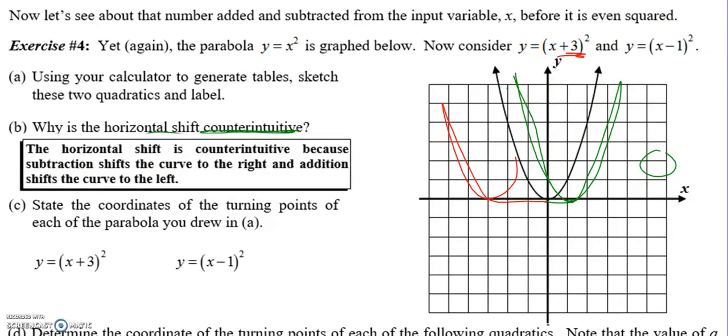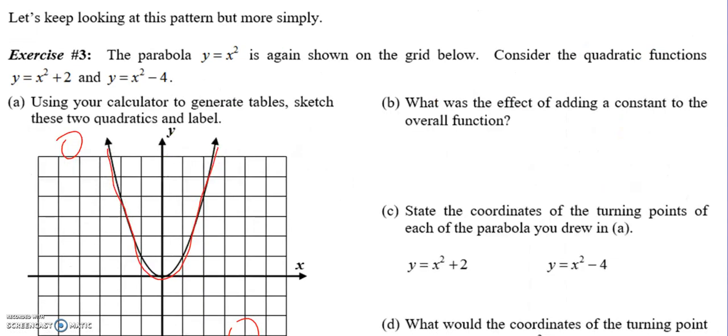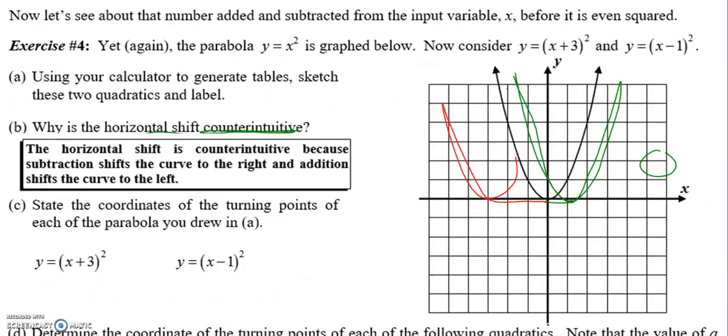So remember that when you see this inside the parentheses here, that these ones are opposite, and the ones that were outside the parentheses here, these were exactly the same. Remember, this shifted it up 2 and this shifted down 4. So that's something you're just going to have to get down.